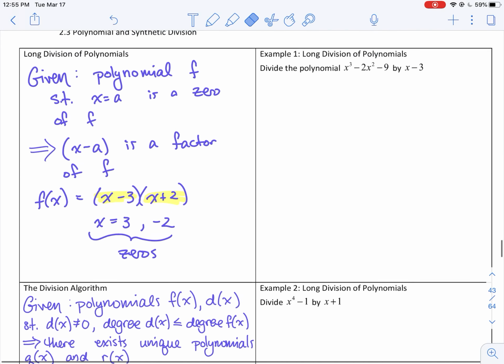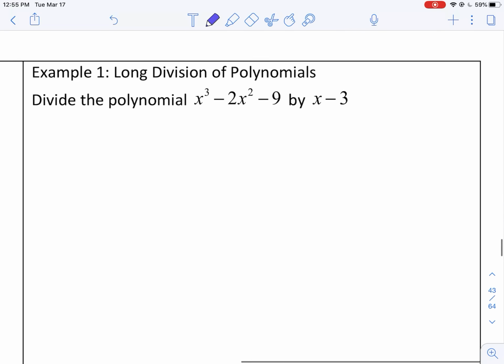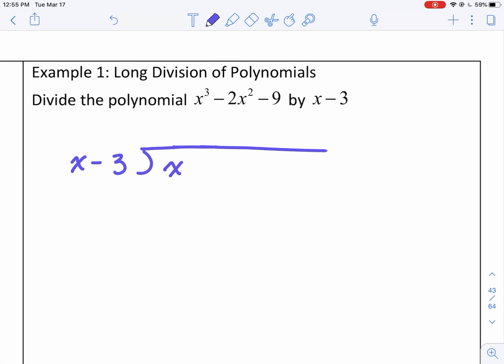So if we scroll back up to example 1, when I set this up, I have x minus 3 going into x cubed minus 2x squared. Notice how there's no x term, there's no linear term. I'm going to need a placeholder. This is super important. So plus 0x minus 9, right? So the way that we're going to do this is we divide, multiply, subtract, bring it down, and then we bring it on back, all right?